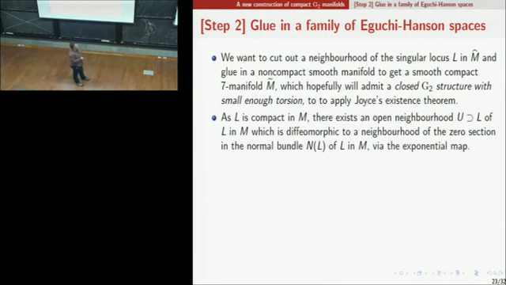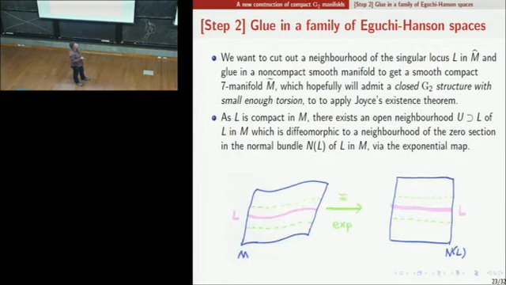L is compact, so we use the normal neighborhood theorem that says that a neighborhood of L in M is diffeomorphic to a neighborhood of the 0 section in the normal bundle. There's my fancy graphics here, more high-tech than before. This is the exponential map. So we're identifying a neighborhood of L in M with a neighborhood of the 0 section in the normal bundle.